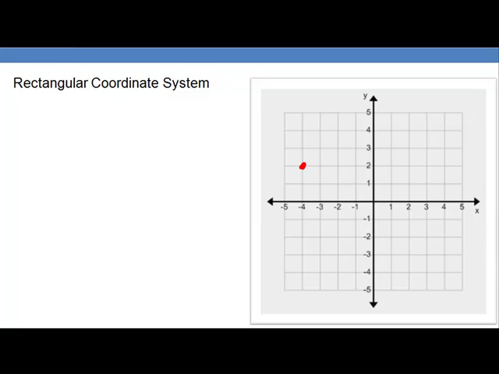Some questions are a little backwards thought process. They might give you the point and ask for the coordinates. So if we wanted the coordinates of this point, we would just go to 0, 0 and move to it. So first we would move across, and negative 4 lines up with it, so that will be our x. And then we're going up 2, so that's a positive 2. So negative 4, 2 is our coordinates.